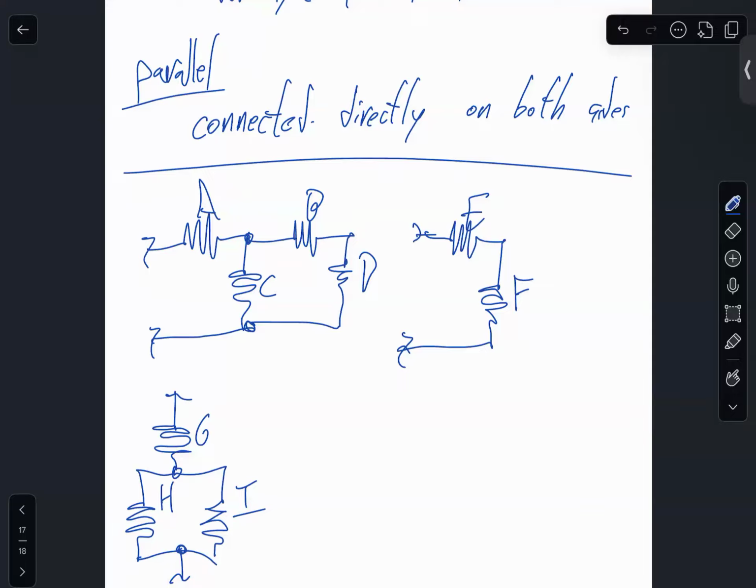C and D are not in parallel. Very good that you're confused about something which isn't true. Wait, you're confused why they're not? Well, they're geometrically parallel, but geometry is not logic in here. Look at the definition: connected directly on both sides.